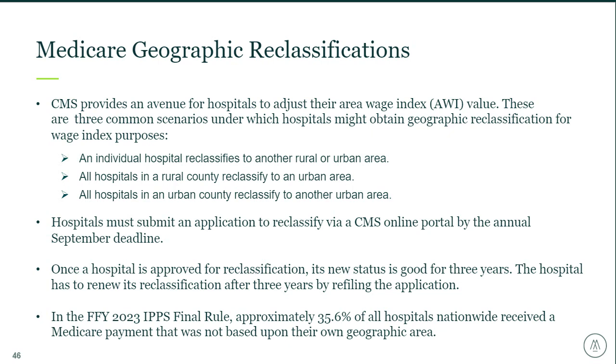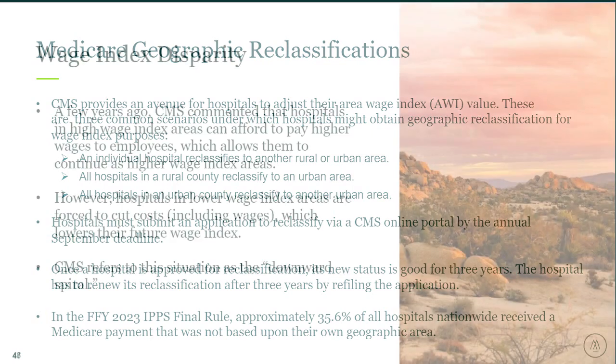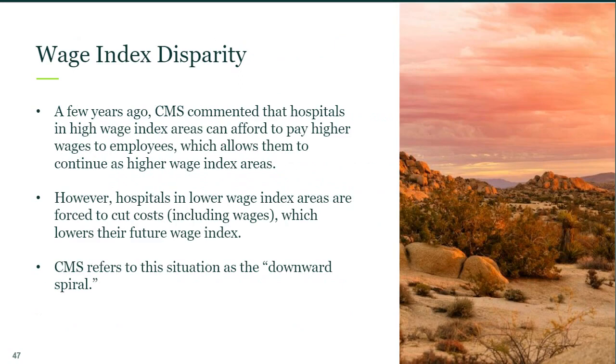Approximately 35.6% of all hospitals nationwide received a Medicare payment that was not based upon their geographical area in the fiscal year 2023 IPPS rule. In recent years, CMS has noticed a downward spiral for hospitals related to wage index, meaning hospitals in a high wage index area can afford to pay higher wages, which allows them to continue in a higher wage index area. And all hospitals in a lower wage index are forced to cut costs, which lower their future wage index.